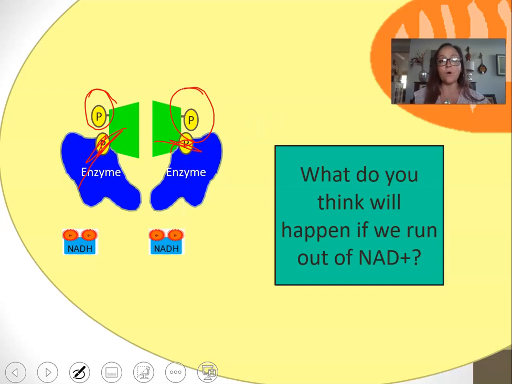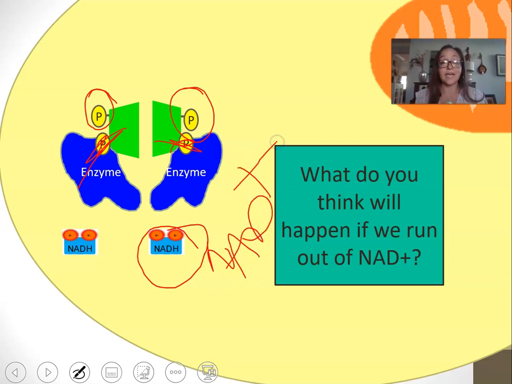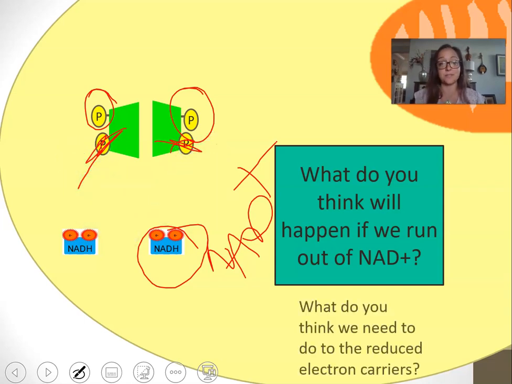Let's backtrack. If there's aerobic respiration, these electron carriers will be oxidized at the electron transport chain back into NAD plus, and all is good. However, if we don't have aerobic respiration and we're not oxidizing them at the electron transport chain, well, then what do we do, right? That's where fermentation comes into play.